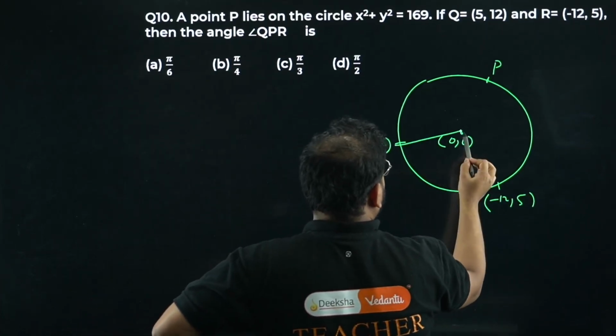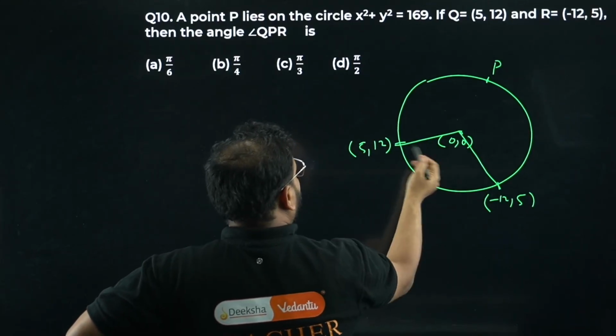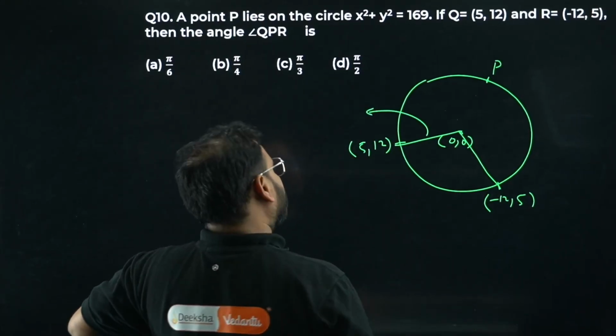Alright, this will be, sir, please check, perpendicular actually. Correct now. Slope over here is how much, sir? This slope is nothing but 12 by 5, right?